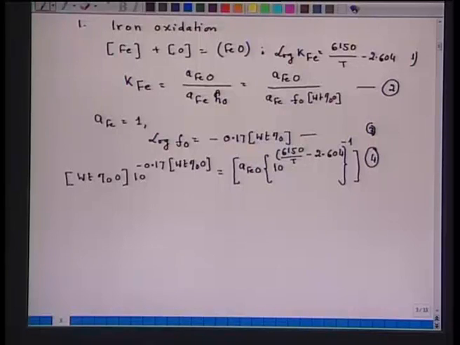So, for example, if we consider a situation, say this is the pure iron. Mind you, we are considering iron oxygen equilibrium, no other element is present. So, pure iron, if it is in contact with pure FeO, then the activity of FeO will be equal to 1.